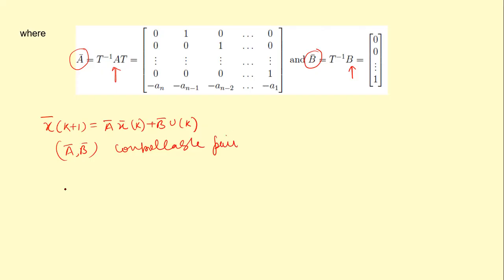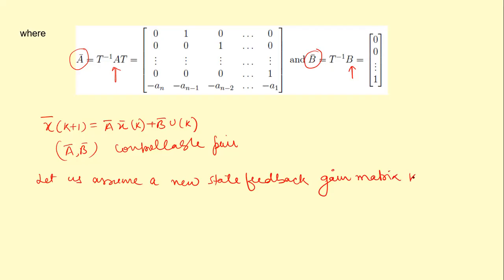So now we will first find out. So let us assume a new state feedback gain matrix k bar, such that the control law is u_k is equal to minus k bar x bar_k, right? This is a new control law, right?